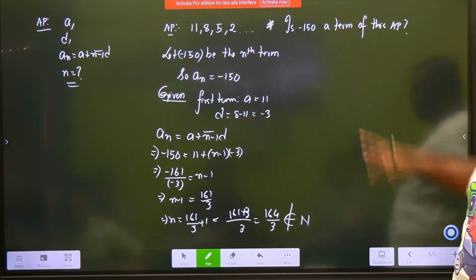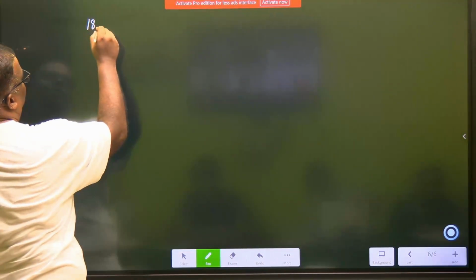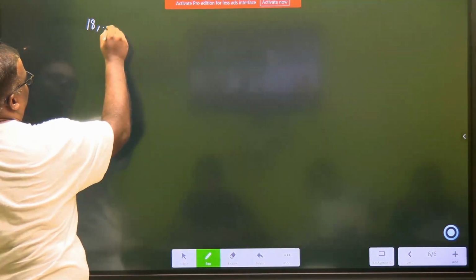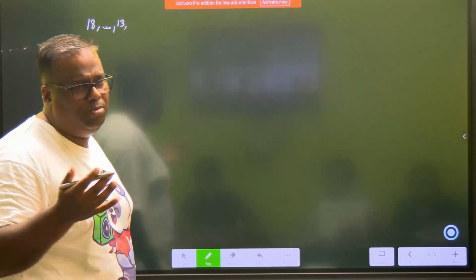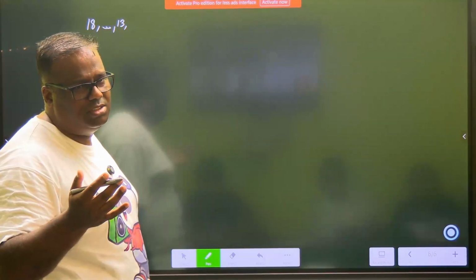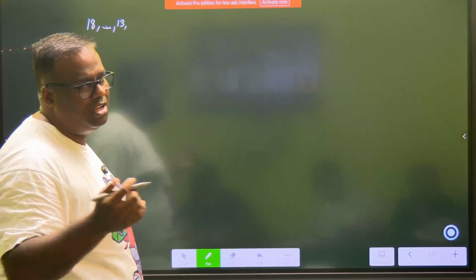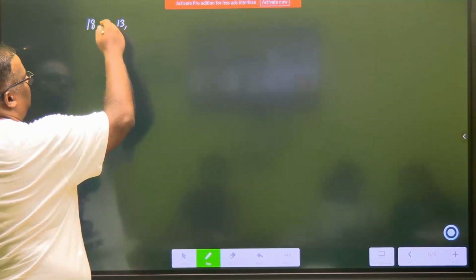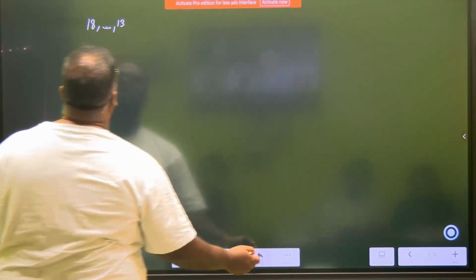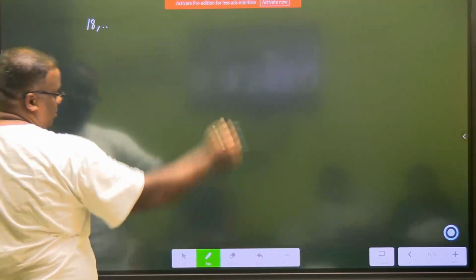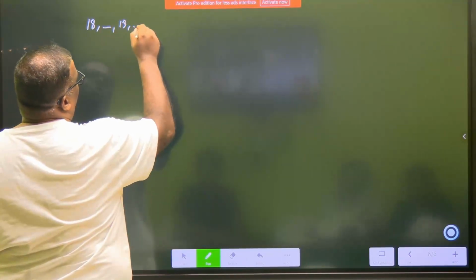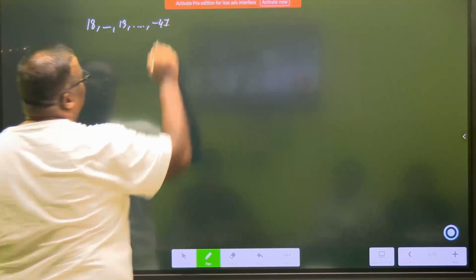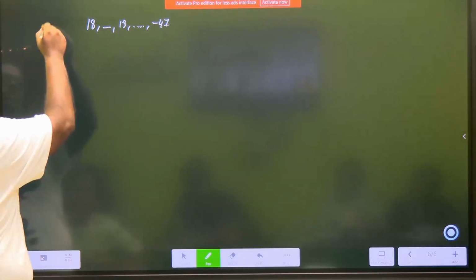Let us write this AP again. Can you just tell me the AP? The previous problem's AP? 18? The next is 13. And you should tell me the D. The D was how much? Minus 2.5. So anyways, let me keep that number. Then this is 13. And then dot, dot, dot. What was the last number? Minus 47.